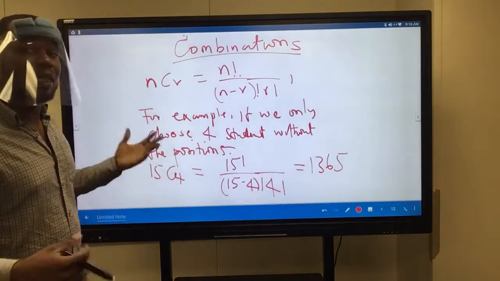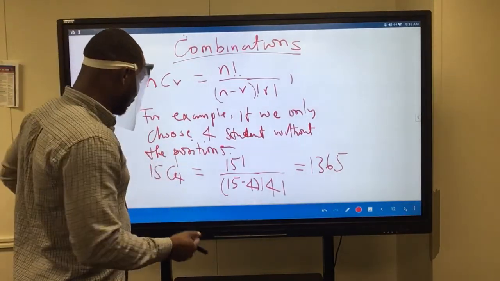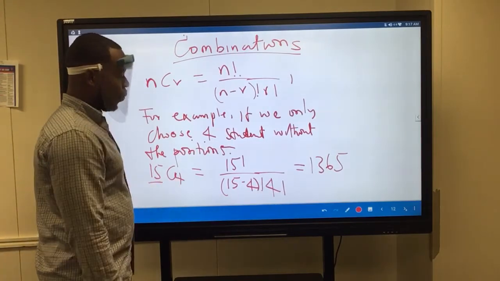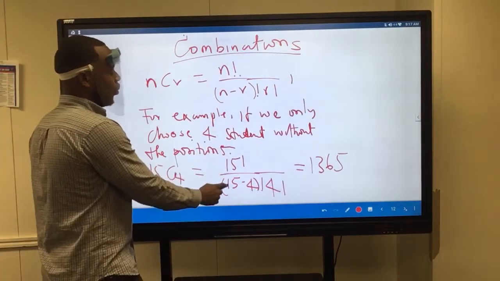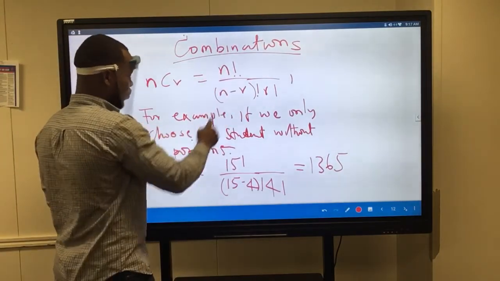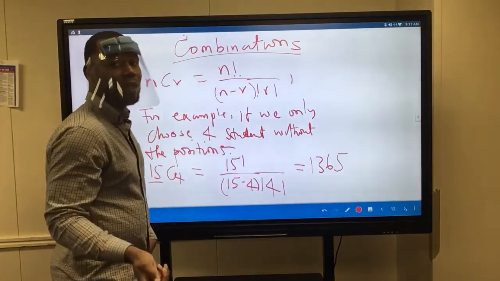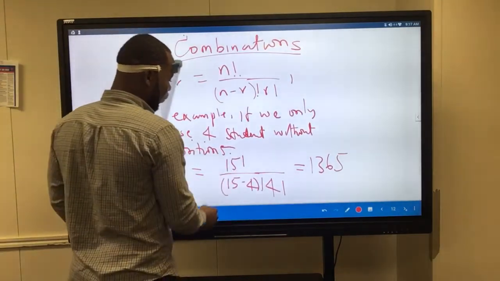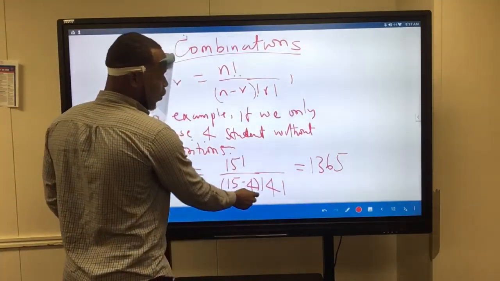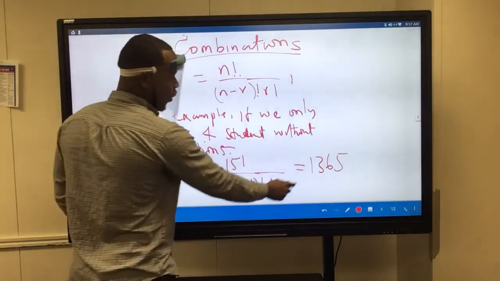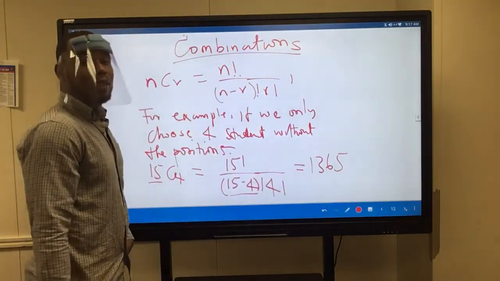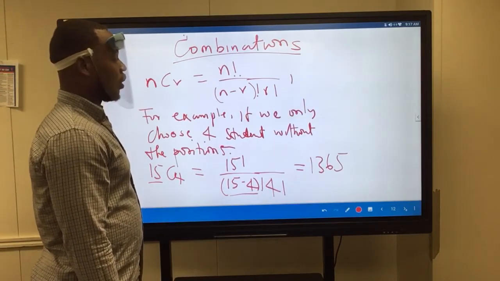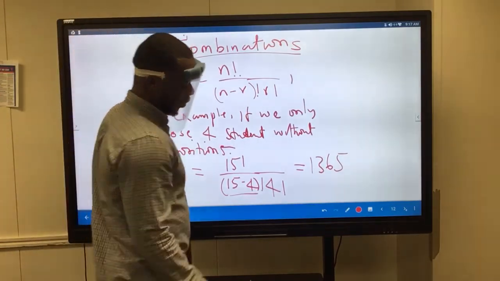If order does not matter, all we do is 15 choose 4, which will be equal to 15 factorial. Remember, here order does not matter. I don't care which position, I'm just choosing 4 people. So it will be 15 factorial divided by 15 minus 4 factorial and 4 factorial. The answer for that will be 1365.